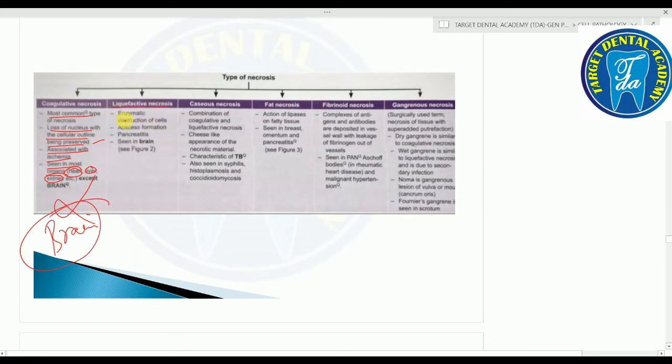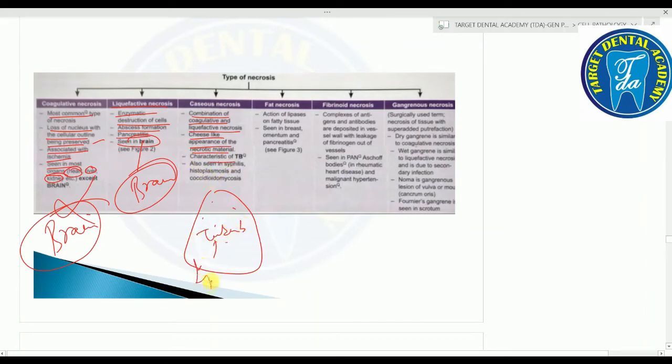The liquefactive necrosis is due to the enzymatic destruction of the cell. There is abscess formation, pancreatitis, and it is seen in the brain, the liquefactive one. While the caseous necrosis is the combination of the coagulative and the liquefactive necrosis. It has a cheese-like appearance of the necrotic material, characteristic of tuberculosis. Important point, MCQ. Tuberculosis. It is also seen in syphilis, histoplasmosis, and mycosis.